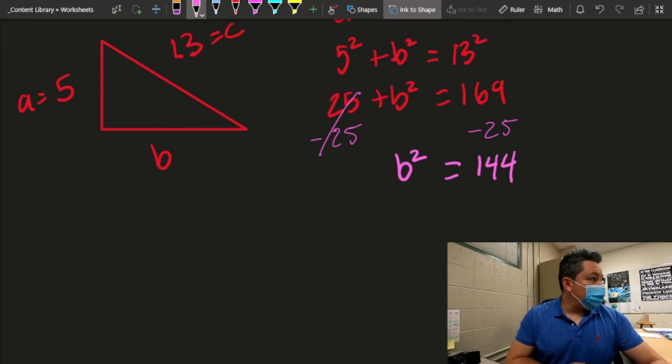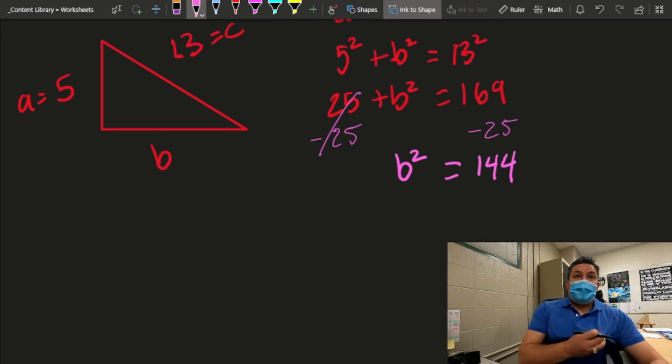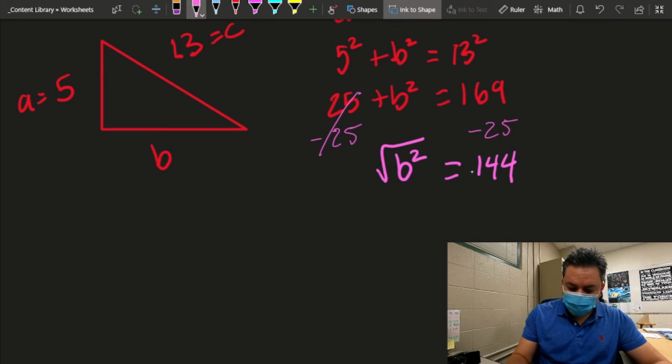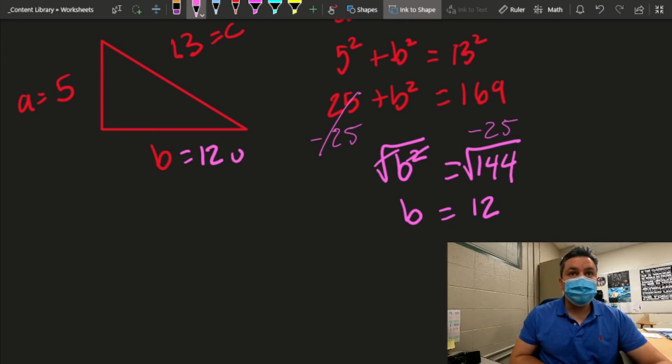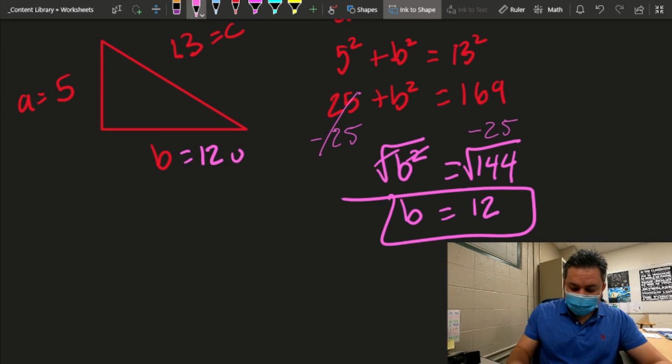Is that right? So now, what's my last step? Just like before, take the square root on both sides. What is the square root of 144? 12. So this one right here is 12 units. And that's it. There's no rocket science behind this. That's all you have to do.